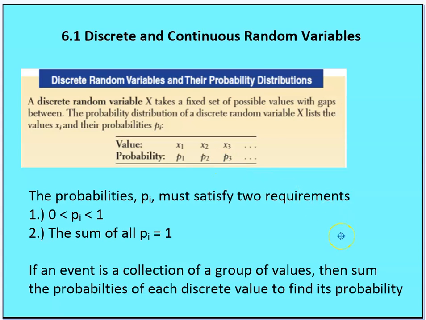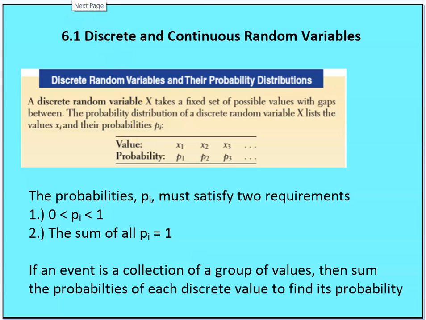The probabilities must satisfy 2 requirements, and we talked about this before in chapter 5. So again, the probabilities have to satisfy 2 requirements. Probability has to be between 0 and 1. This should be inclusive of 0 and 1. And the sum of all probabilities is equal to 1. If you want to find out the probability of each of the events, then you can sum the probabilities of each of the discrete values to find the overall probability.